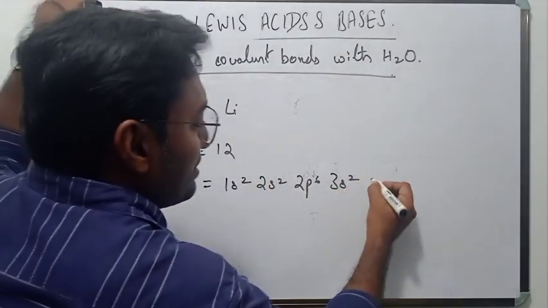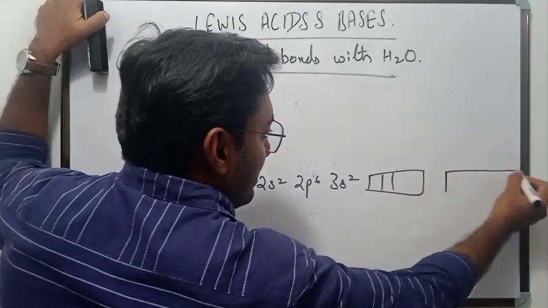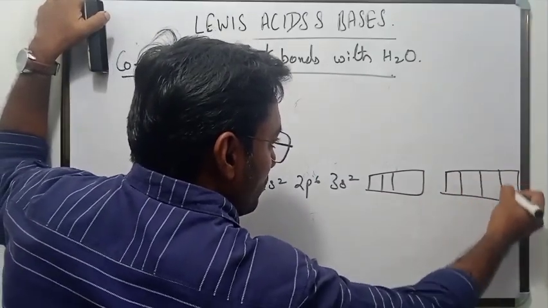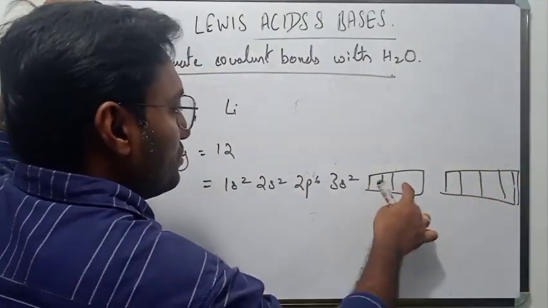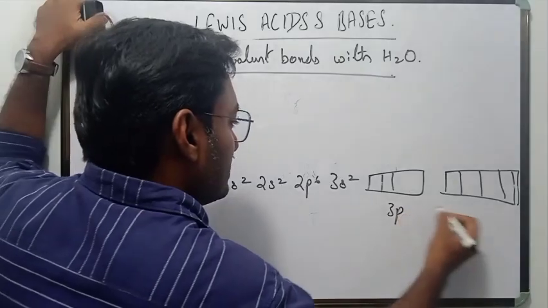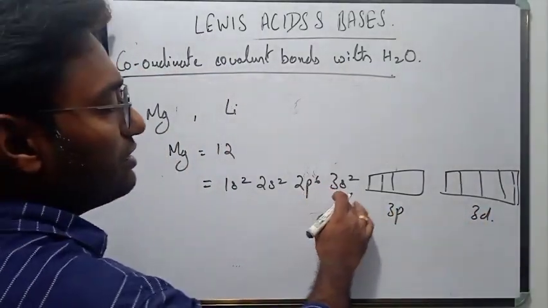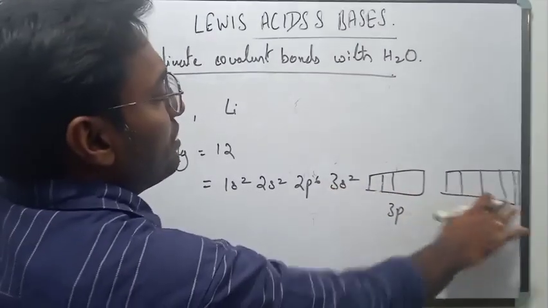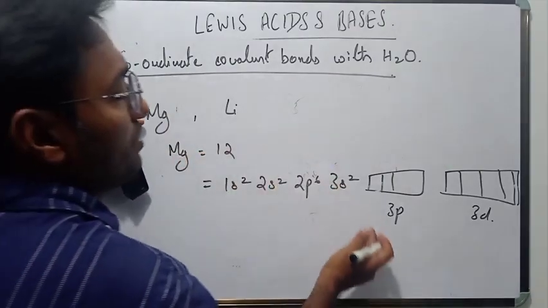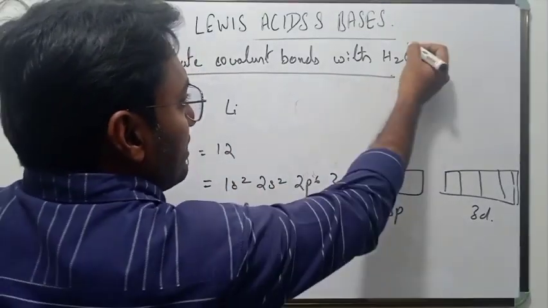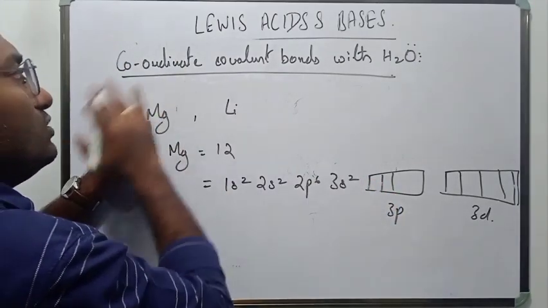What about 3p and 3d? These are empty orbitals in the third shell. So magnesium can accept a pair of electrons from the oxygen of water, right? So it will act as a Lewis acid catalyst.